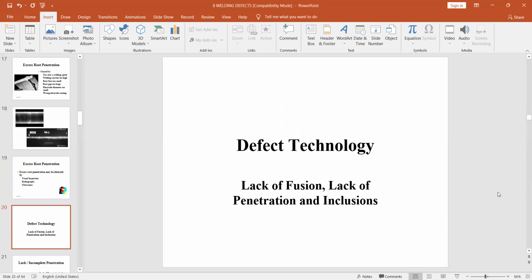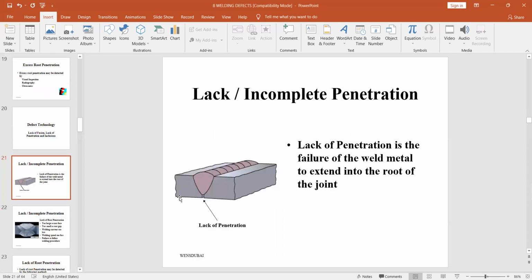Then lack of fusion, lack of penetration and inclusion. Now see, here is the lack of penetration. This weld has not entered here. So here is the gap, and this is known as lack of penetration. Lack of penetration is the failure of the weld metal to extend into the root of the joint. It has not extended up to the root, right? The weld metal is only up to here, and in the remaining root gap, there is no weld. So this type of defect is known as lack of or incomplete penetration.